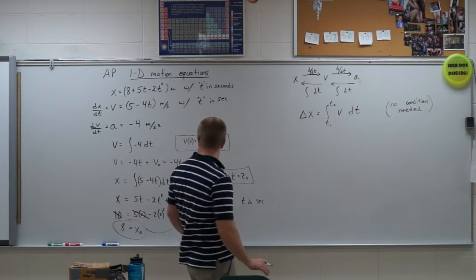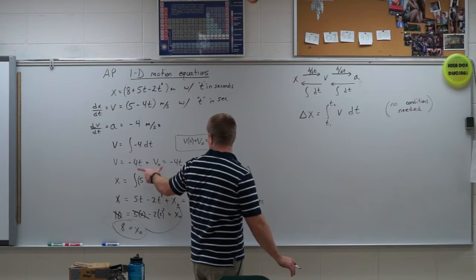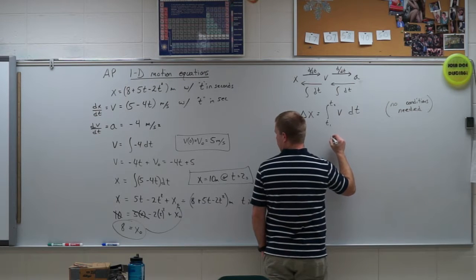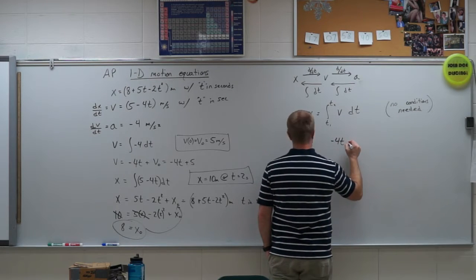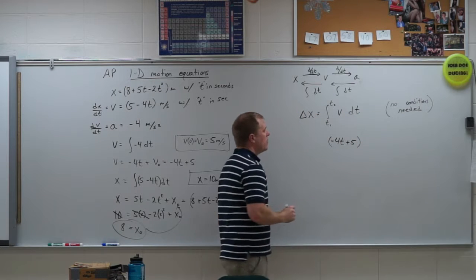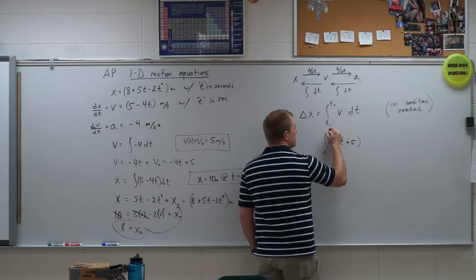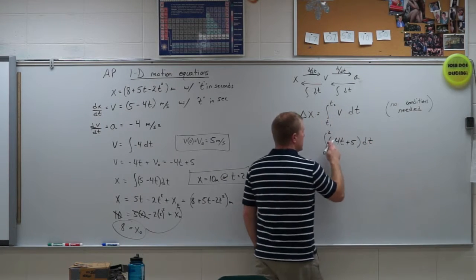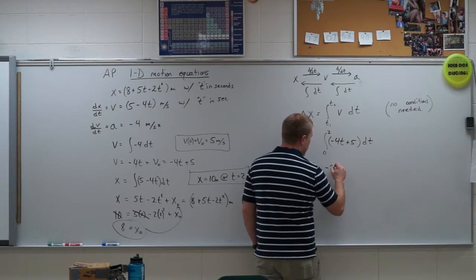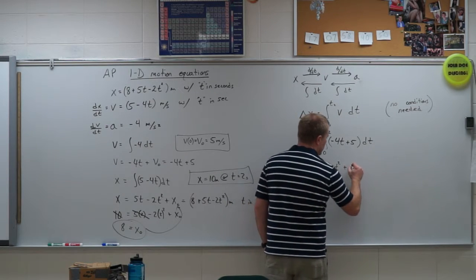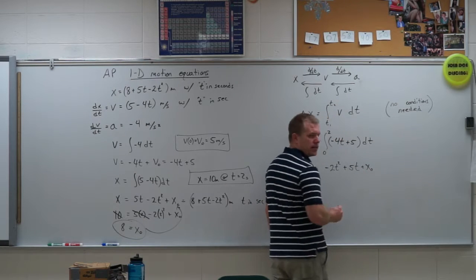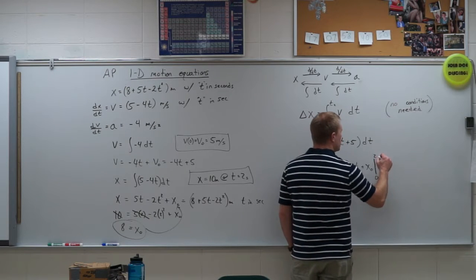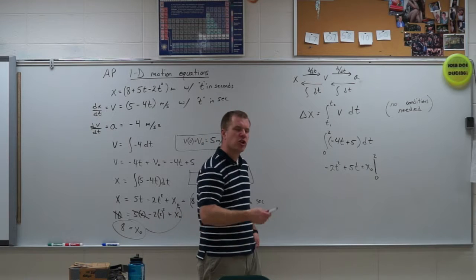So I start with a velocity function. In my case, we're just going to use this velocity function over here. So I have a velocity function of negative 4t plus 5. And I want to take the integral from, say, 0 to 2 seconds. Okay. So I take my integral, and I get negative 2t squared plus 5t plus x naught. Okay? So there's plus this c value on here. And now I'm going to evaluate it from 0 to 2. Now you don't have to do the plus c, but I'm going to show you why you don't have to.